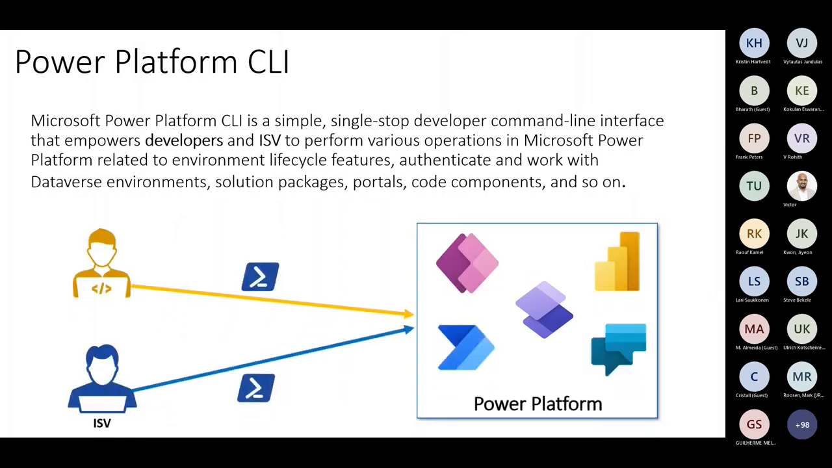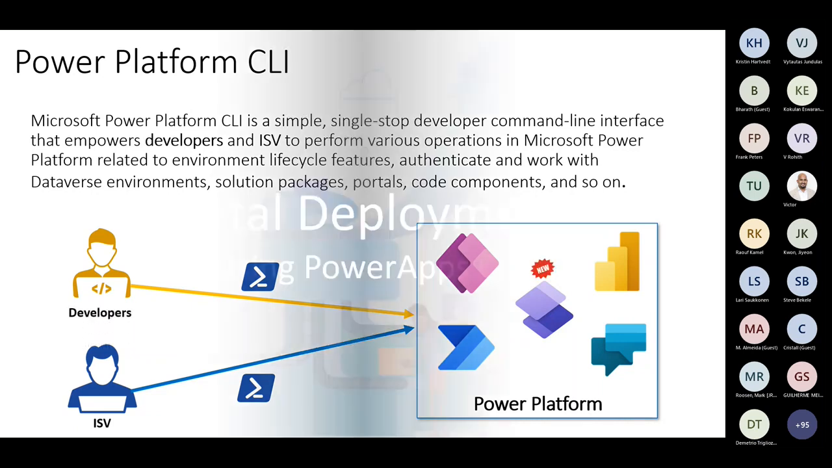Power Platform CLI is basically a single-stop developer command line interface that not only empowers your developers, but your independent service vendors as well, to interact with your Microsoft Power Platform components. Earlier, only developers could interact with the Power Platform, but using Power App CLI, any independent service vendor who is not part of the Power Platform or Dynamics 365 can design their own tool or extension to interact with the Power Platform CLI. This is the capability of the Power Platform CLI.